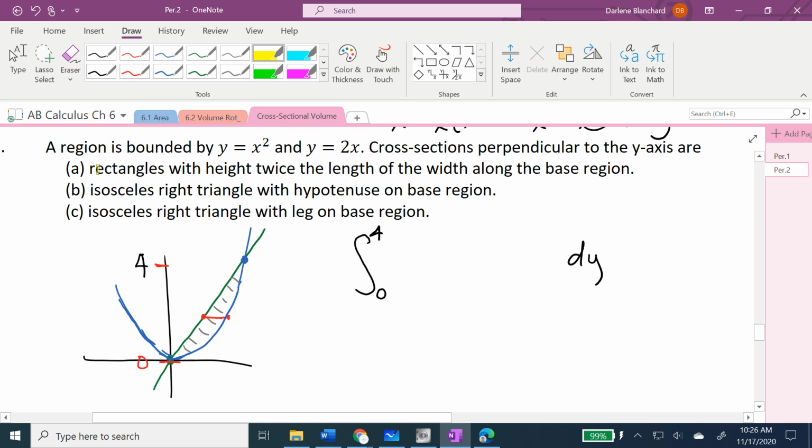The first one is rectangles, and it's telling you that the height is twice the length of the width along the base region. So what it's saying is this is the width of a rectangle, and that rectangle is coming up off the screen perpendicular to the plane that that screen exists on.